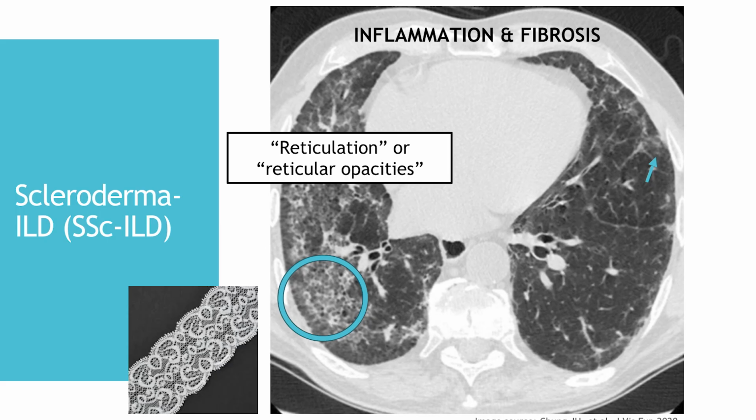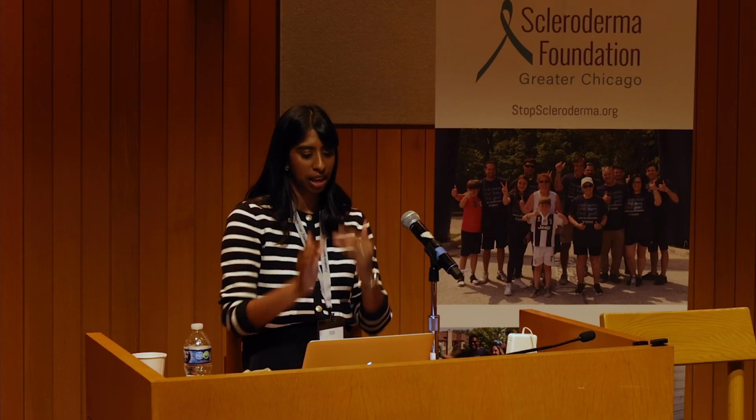And then finally, here's an example of a patient with scleroderma ILD that has both inflammation and scarring. And so right here, this is a different pattern that you see. You see this pattern of lines that look laid over like this. It looks a little bit lacy. We call these reticular opacities or reticulation. This is another feature of fibrosis.